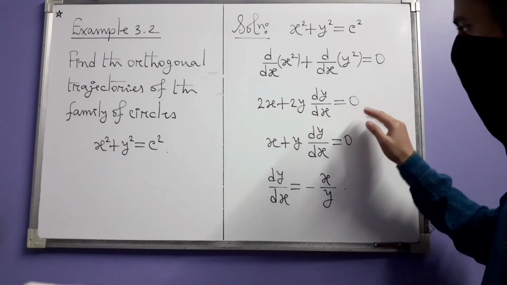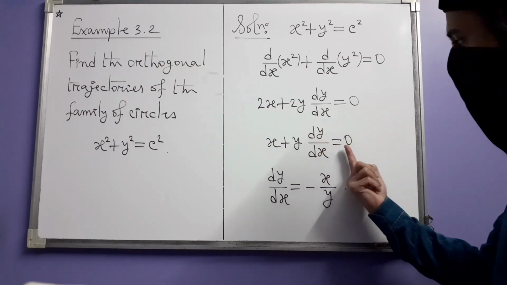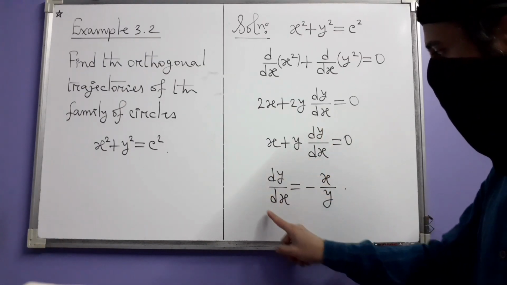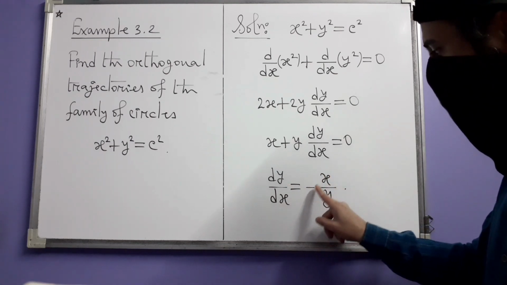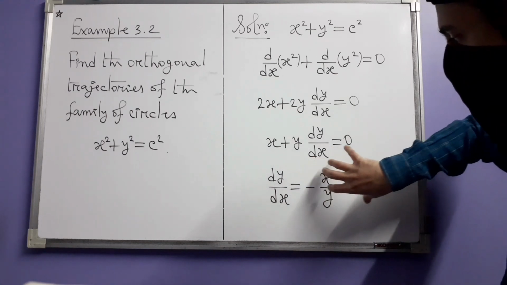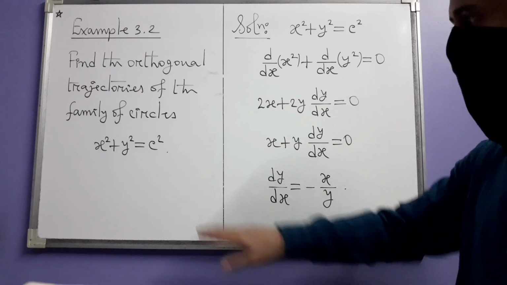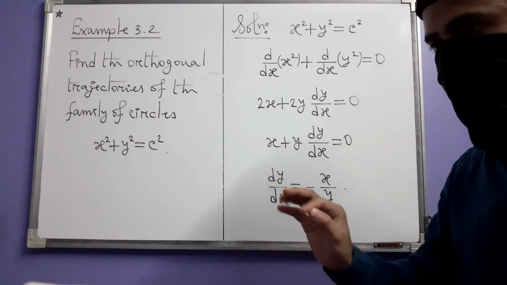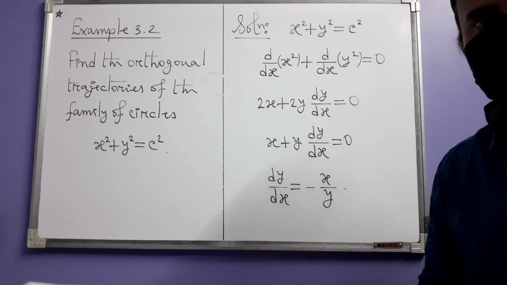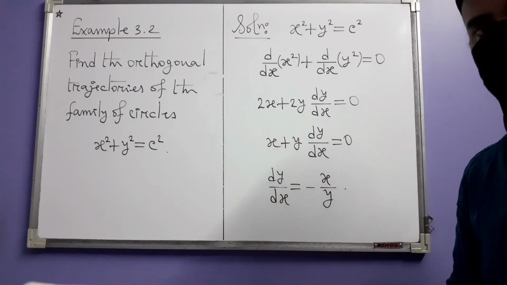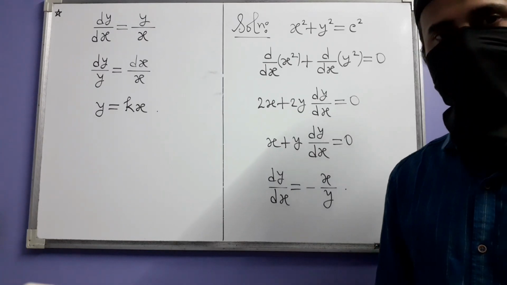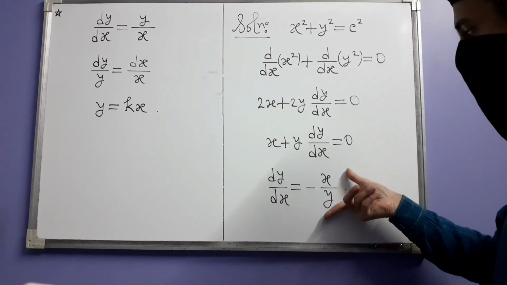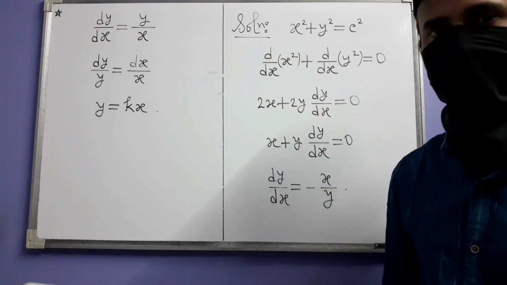So then cancelling 2 from both sides, we get x plus y dy/dx equals 0, which if you rearrange, takes this form: dy/dx equals minus x divided by y. So this is that right hand side f(x, y) for this family. This right hand side tells you what the slope of each circle is at the point (x, y). So the equation giving us the slope of an orthogonal trajectory would be this: dy/dx equals the negative reciprocal of this, that means y divided by x.